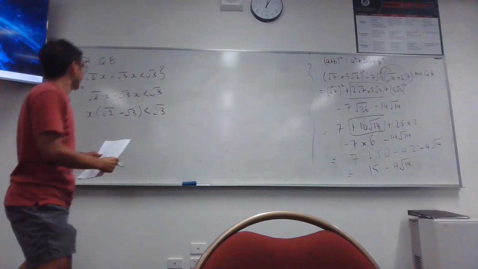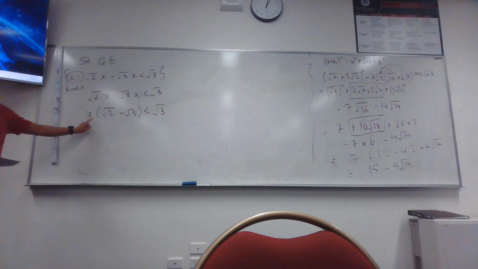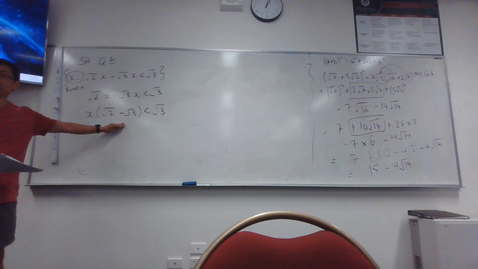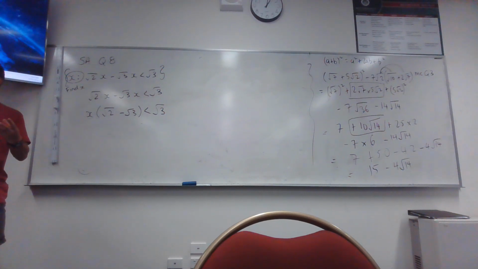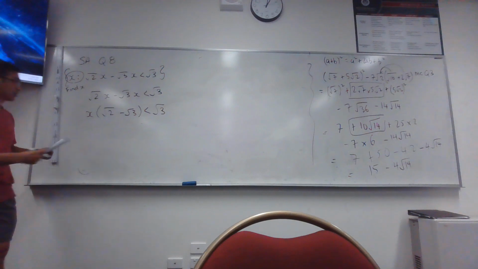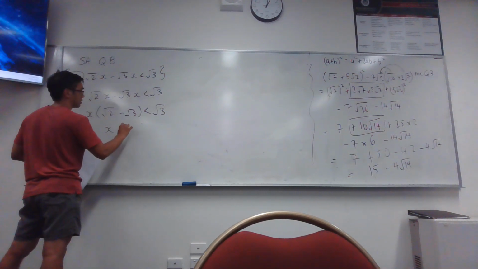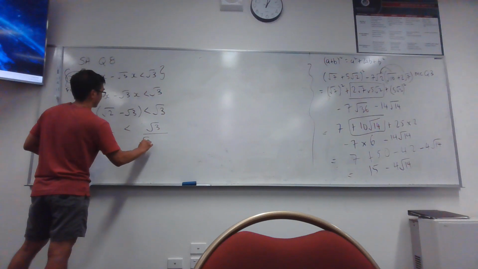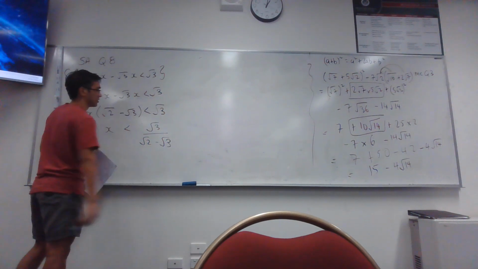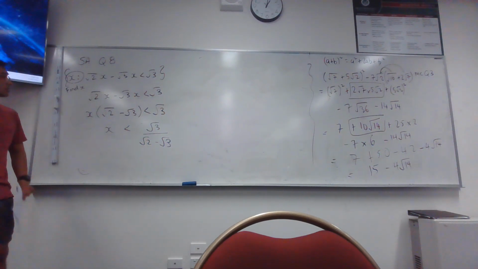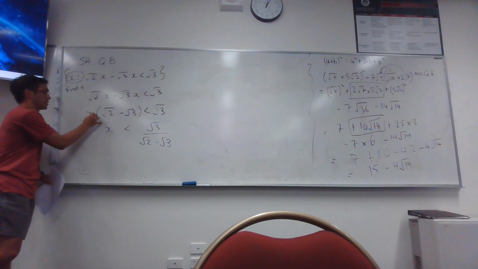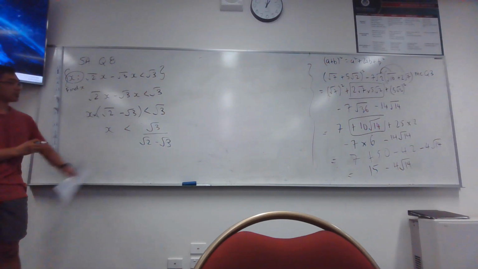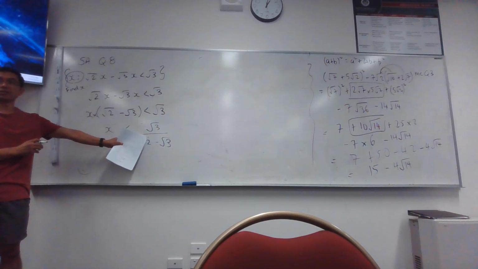Now, if I want to get x times something, we're trying to get x by itself. How do I get rid of this bracket if it's times it? Divide by the whole thing on the other side. Wait, how have you done that? This is a times. This is a divide. I understand that.